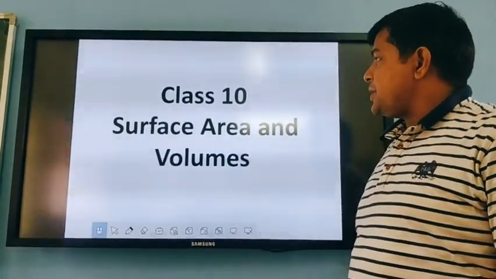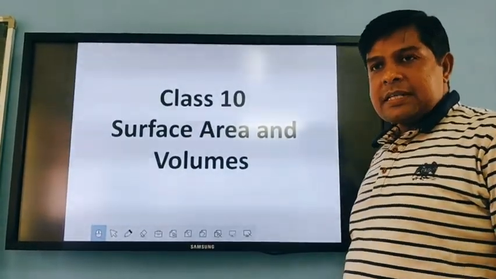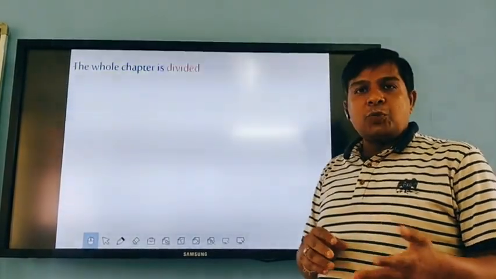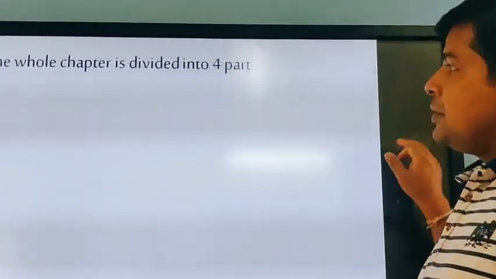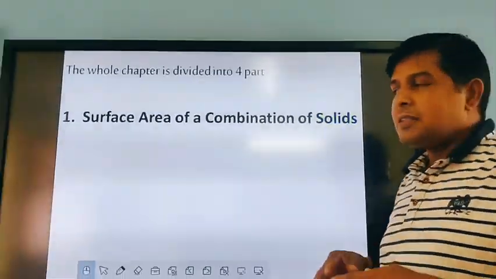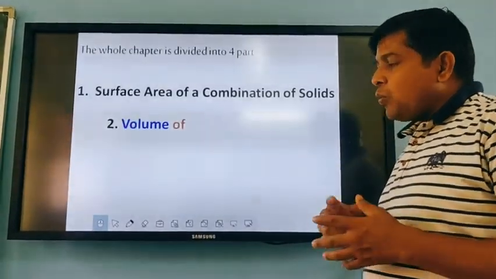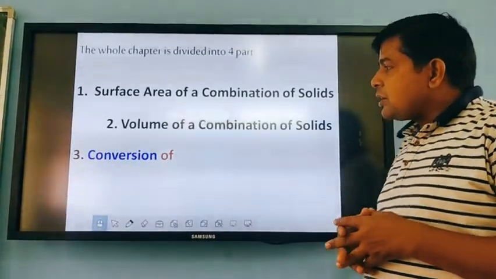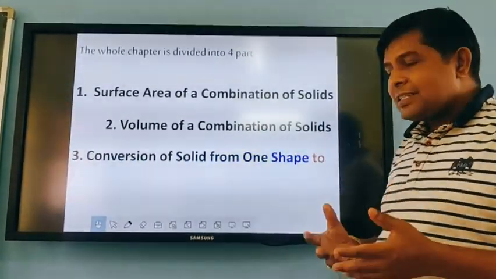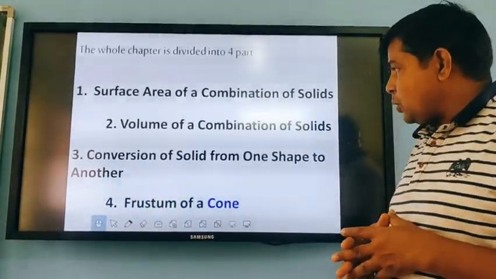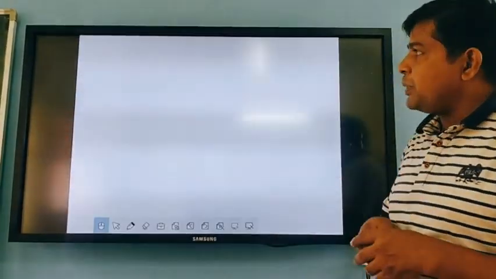We discuss surface area and volume, class 10 mathematics. In this chapter, the whole chapter is divided into 4 parts. First part is the surface area of a combination of solids. Second part, volume of a combination of solids. Third part, conversion of solid from one shape to another. And fourth one, frustum of a cone. So let us discuss each part one by one.